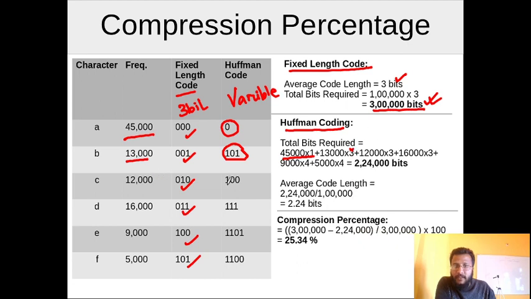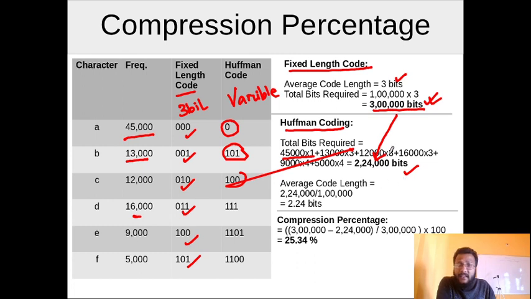Similarly, 12,000 into 3, then 16,000 into 3, 9,000 into 4 and 5,000 into 4. So, we will have 2,24,000 bits required. If you use Huffman coding, we require a lesser number of bits than the fixed length code. So, this is compression; we have compressed, right. From 3 lakh bits we now require only 2,24,000 bits to represent the same data. So, this is data compression, right.